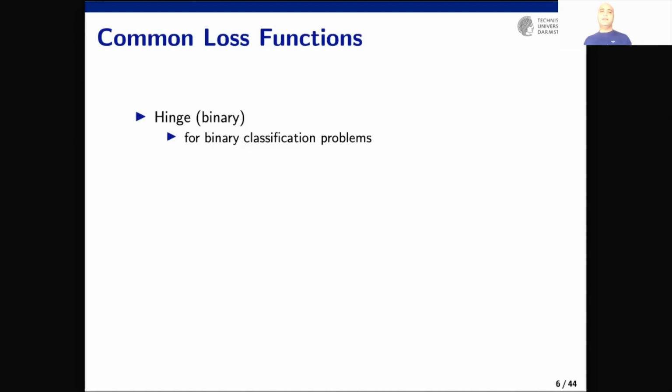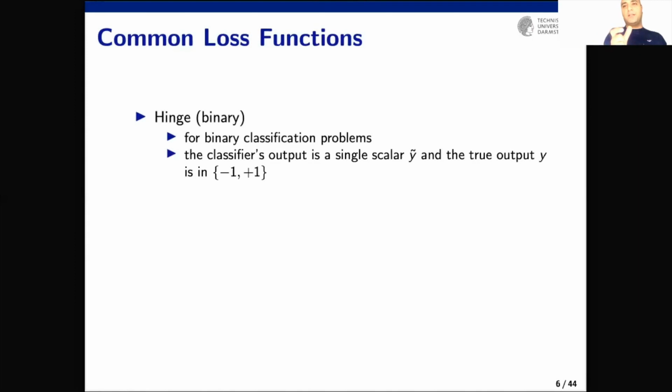The first category is the Hinge binary loss function. As the name shows, this loss function is mainly used for binary classification problems. You want to classify a text as positive or negative. You want to say it is about sport, or it is about politics, or it is about science, right? So it is about a binary classification.